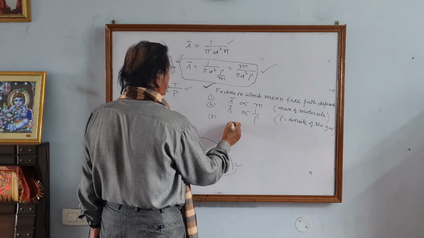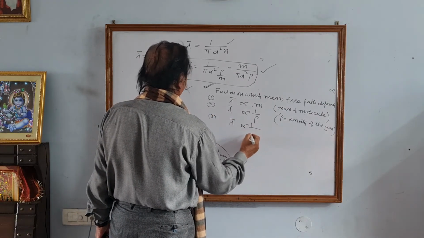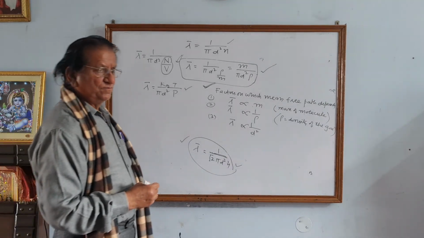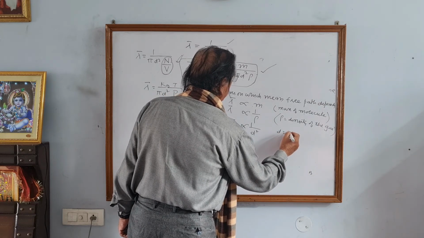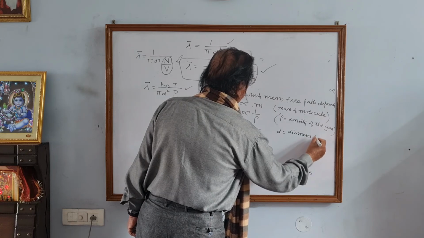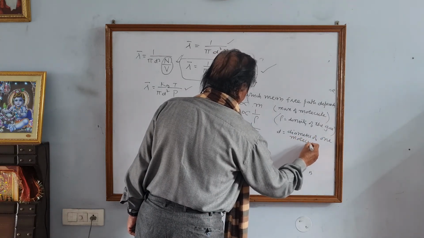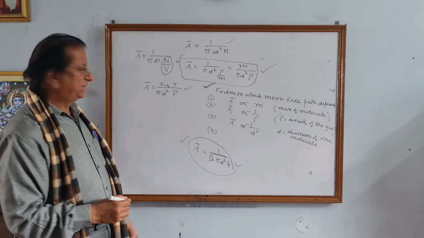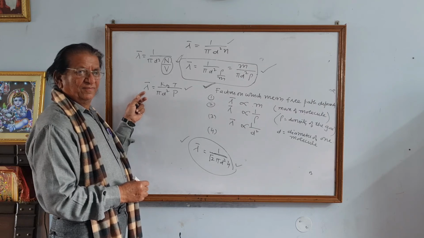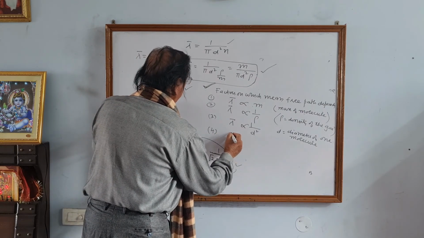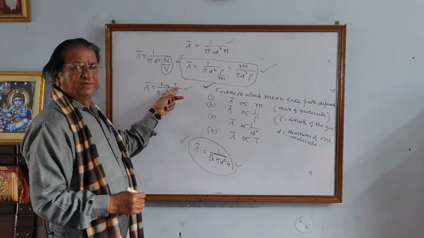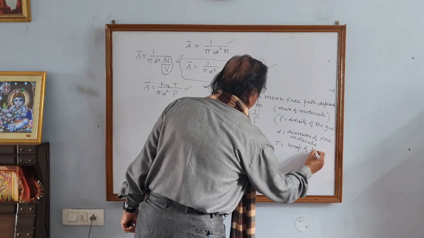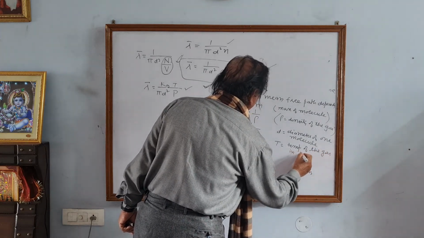Number three, mean free path is inversely proportional to the square of the size of the molecule. D is the diameter of one molecule. Number four, making use of this relation, mean free path is directly proportional to absolute temperature. T is the temperature of the gas in Kelvin.